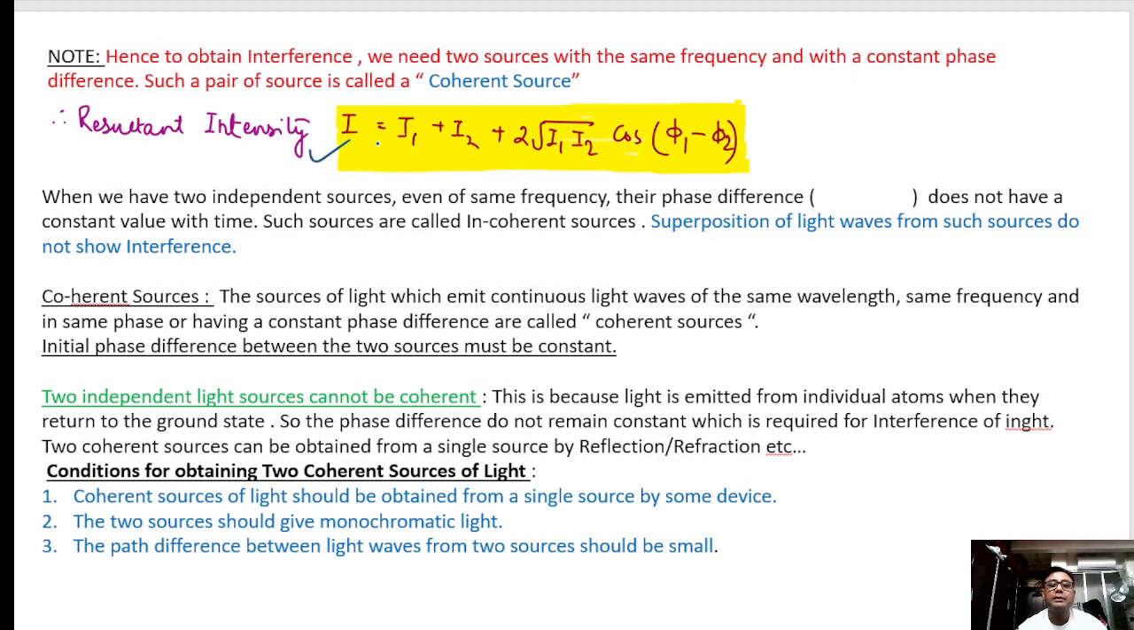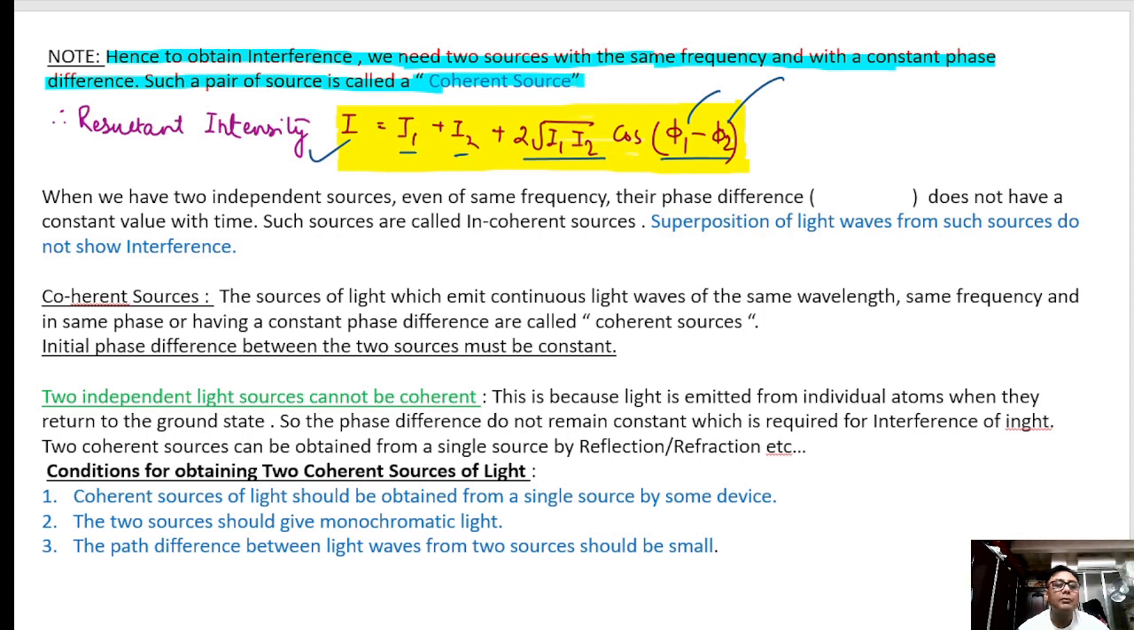So this is the resultant intensity: I equals I1 plus I2 plus 2 root I1 I2 cos(phi 1 minus phi 2). Phi 1 is the phase of the first wave, phi 2 is the phase of the second wave. Please note this: to obtain interference we need two sources with the same frequency and a constant phase difference. Such sources are called coherent sources.